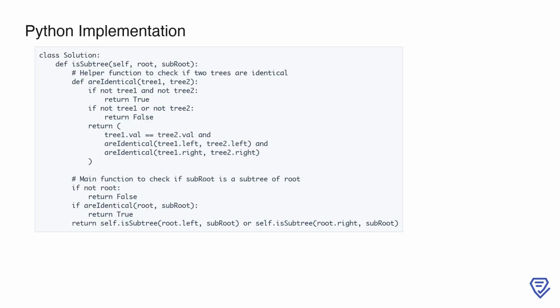This approach ensures that we traverse the entire root tree and compare each subtree with subroot. The recursion stops when either an identical subtree is found or we've traversed the entire root tree. This solution is efficient and concise, leveraging recursion to perform subtree checks without unnecessary computations. It handles all edge cases, including when root or subroot is empty or when subroot is larger than root.